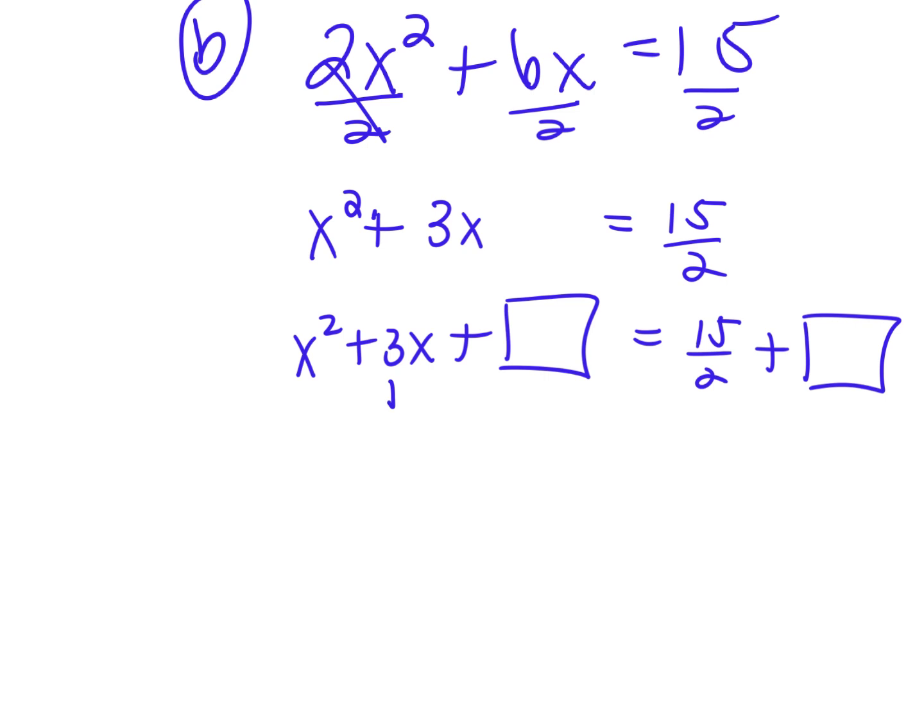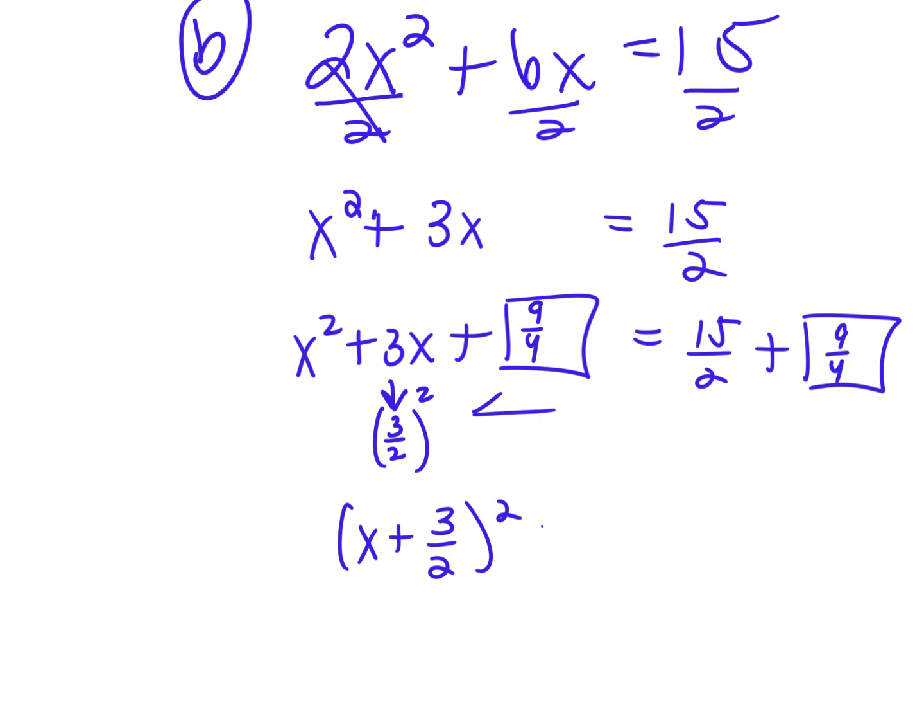So you take your B term, guys, and divide it by 2. So what's going to go over here in my binomial is x plus 3 over 2 squared. What's going to go in each box? Well, I have to square this. So it's 9 over 4 here and 9 over 4 here. So before I can go ahead and add these together, I have to get a common denominator. So my common denominator between 2 and 4 is going to be 4. So 2 times 2 is 4. 15 times 2 is 30. So now when I combine, I have 39 over 4.